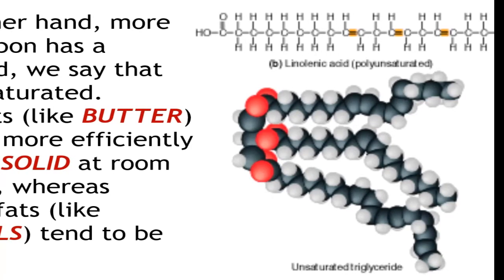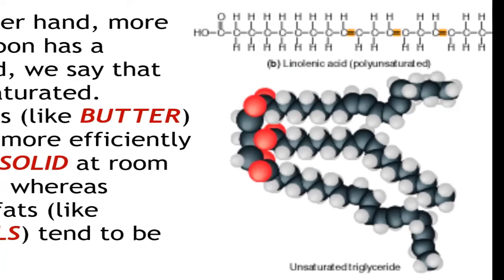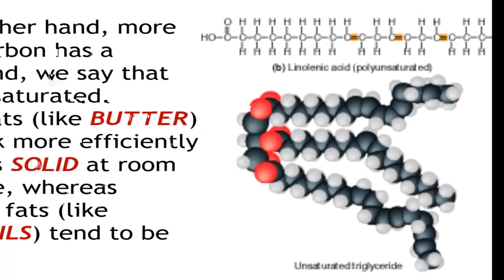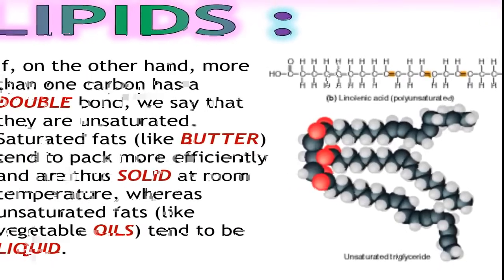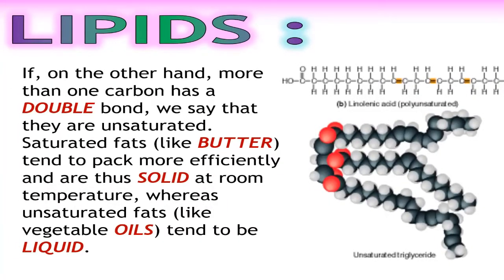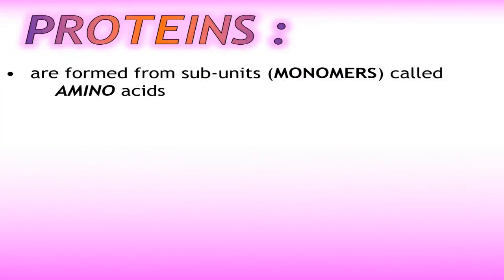If you've ever wondered why butter is a fat that's solid and vegetable oil is a liquid, this is why. Butter is mostly saturated fat, just like the fat in meat is mostly saturated fats, whereas oils are unsaturated fats and tend to be liquids at room temperature. Okay, going on to proteins.